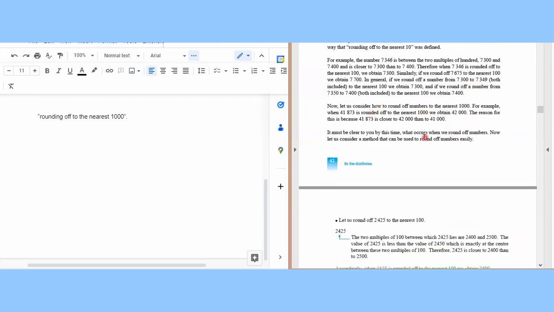Now let us consider how to round off numbers to the nearest 1000. For example, when 41,873 is rounded off to the nearest 1000, we obtain 42,000 because 873 is greater than 500. So if it is to the nearest 1000, you consider the last 3 digits, up to the thousands column. If it is 500 or greater, you round up. If it is less than 500, you round down. So here it is greater, therefore it is the next multiple of 1000, that is 42,000.